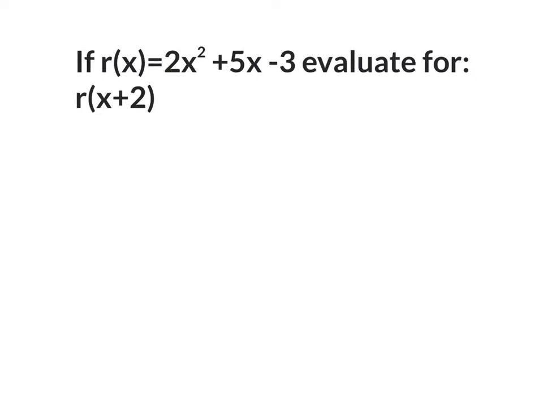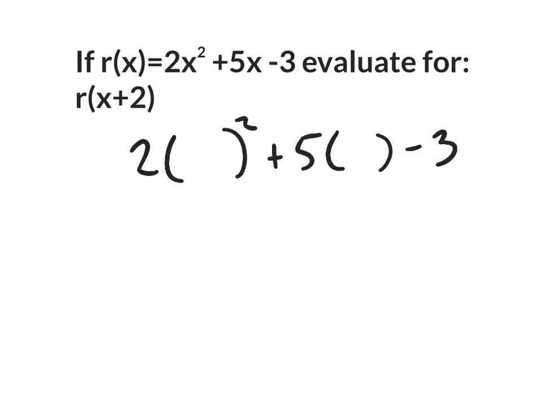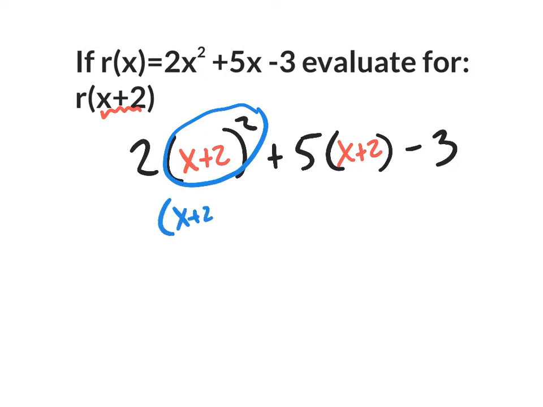So once again, the trick is to rewrite it with parentheses. 2 parentheses squared instead of 2x squared, plus 5 parentheses instead of plus 5x, minus 3 at the very end, plugging in the binomial x plus 2 right in there. So let's distribute. I keep saying distribute. Let's rewrite it, the binomial times itself. I mean, technically, you're going to be distributing.